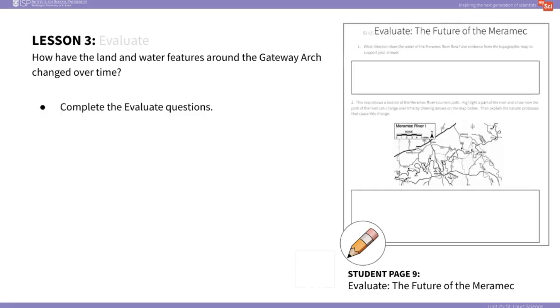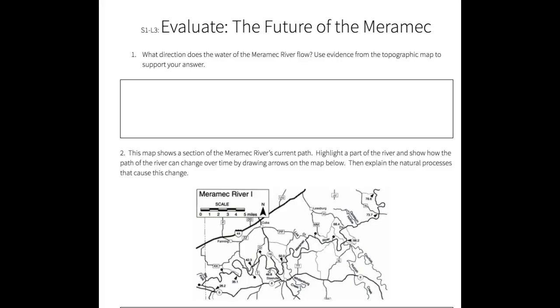In the Evaluate section, students will complete a formative assessment. On this formative assessment, students will be asked to analyze a topographic map of the Merrimack River. They will use the map to interpret which way the river flows and highlight a section of the map to explain how the course of the river could change over time and the natural processes that cause those changes.